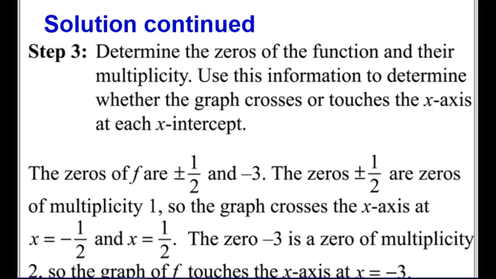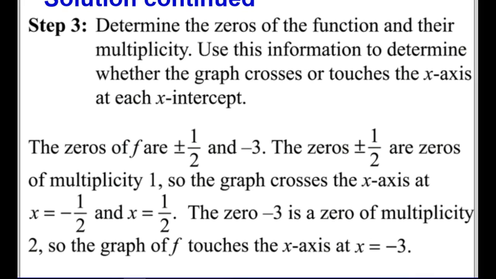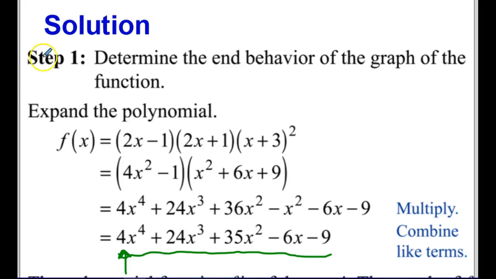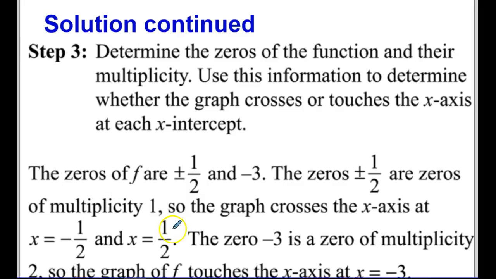So now I can figure out their multiplicity. Okay? And we can use that from our actual function. So I can look at where I'm actually going to cross the graph and where I'm actually just going to touch the graph. So my zeros were plus or minus 1/2 and -3. So plus or minus 1/2 are a multiplicity of 1. So that means I cross at the x-axis. And I know that they're a multiplicity of 1 because I have no exponent with them right there in my factored form. But my zero at -3 is a zero of multiplicity 2.